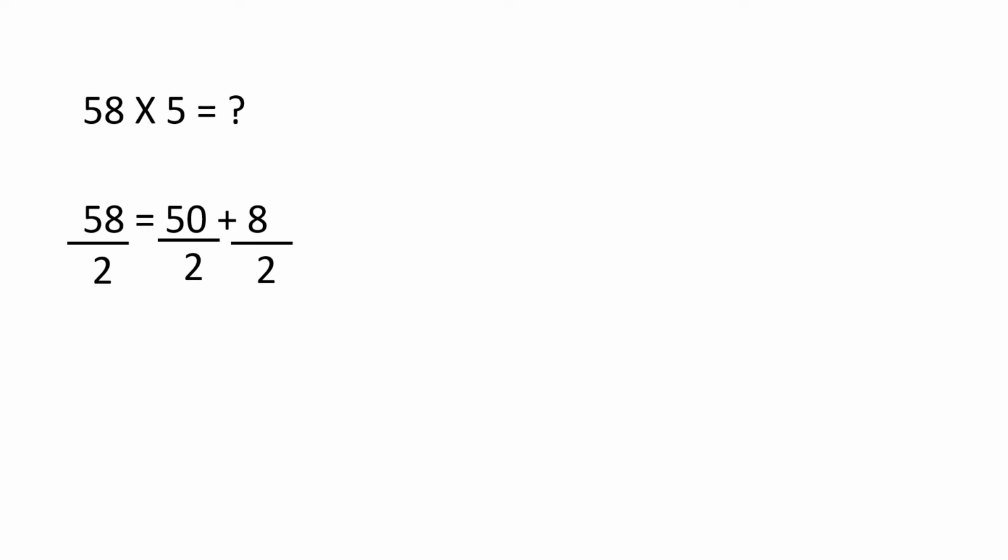58 divided by 2 is 50 divided by 2, which is 25, plus 8 divided by 2, which is 4. 25 plus 4 is 29. Add the 0, and we have 58 times 5 is 290.